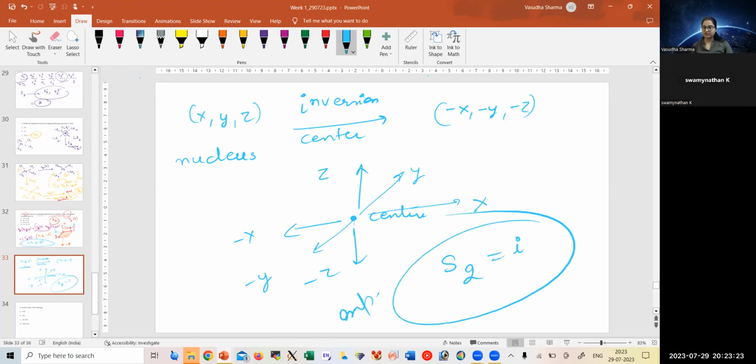This is very important. So there you do not even have to apply that C2 and sigma. You can directly state that S2 is equal to inversion. Whatever the molecule or the configuration is, you can change directly to its inversion center. You do not have to go through all the mathematical part. So is that clear? Yes, ma'am. Great.